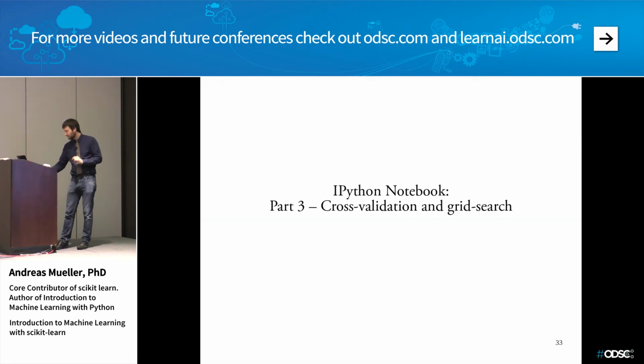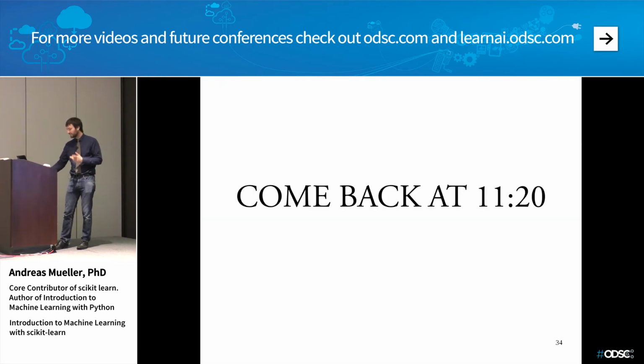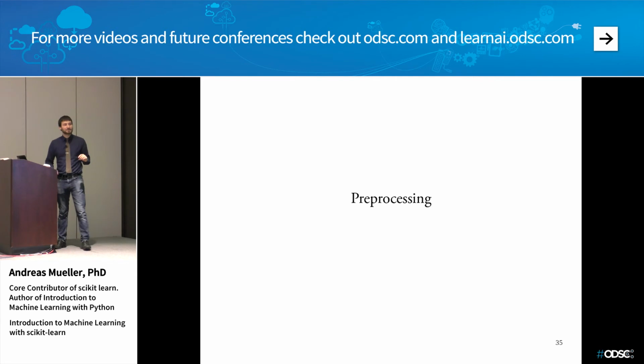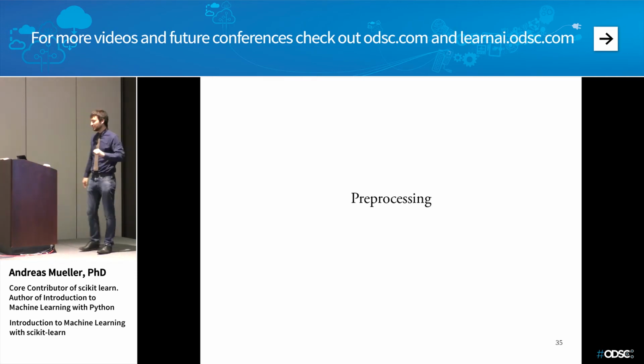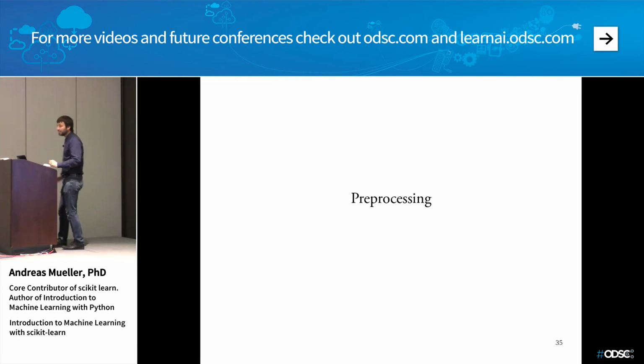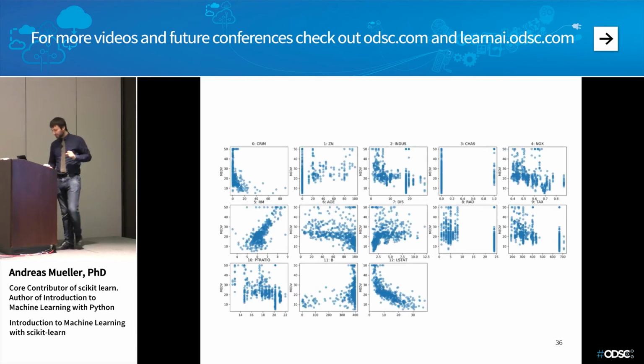So let's go on, and let's talk about preprocessing. Wow, last year I was way faster. Okay, let's talk about preprocessing, because a bunch of people asked me about it. One of the things is that scikit-learn doesn't automatically do preprocessing, so you have to do all the preprocessing manually. And preprocessing can be really important.